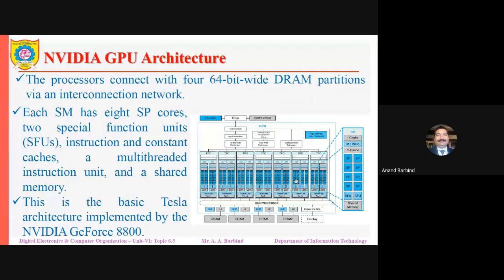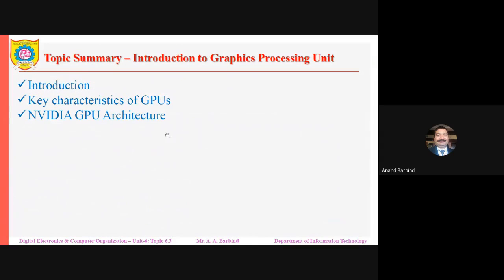The purpose of showing this architecture is that a large number of processors are there in the graphical processing unit, working together, and as a result we get the graphical screen. So we have seen this GPU in short. We discussed the characteristics of the GPU, and at the end we discussed the GPU architecture of NVIDIA.